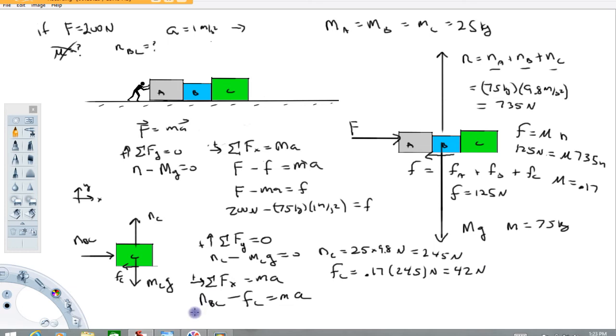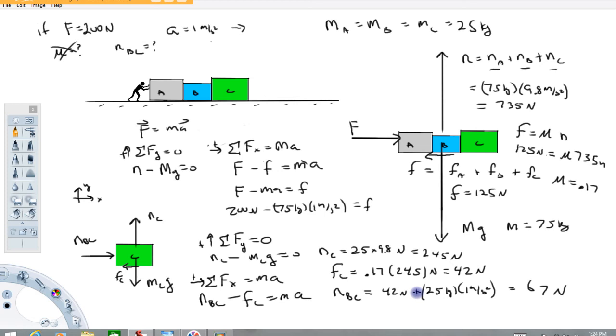All right, putting values in now. Normal BC is going to equal, adding this to the right, 42 newtons plus m, 25 kilograms, times a, 1 meter per second squared, and we end up with 42 plus 25, 67 newtons it's looking like. Just going to double check my math on that. 67 newtons. Okay, we're good. Just making sure. I haven't had a lot of coffee today. All right, I think we're pretty well done with this example.